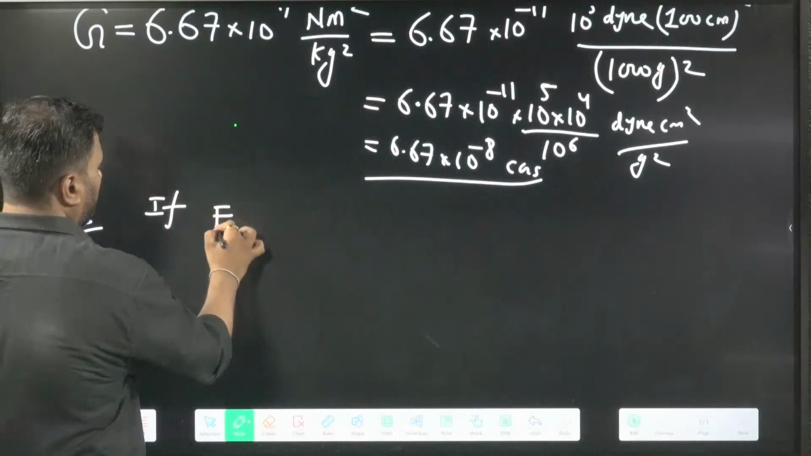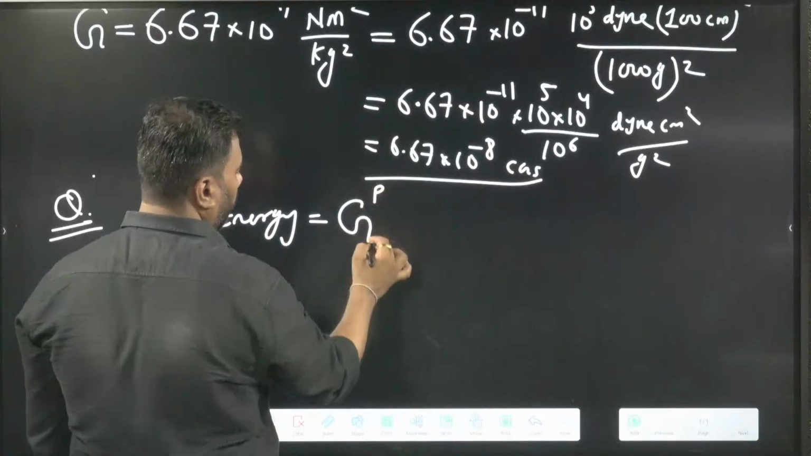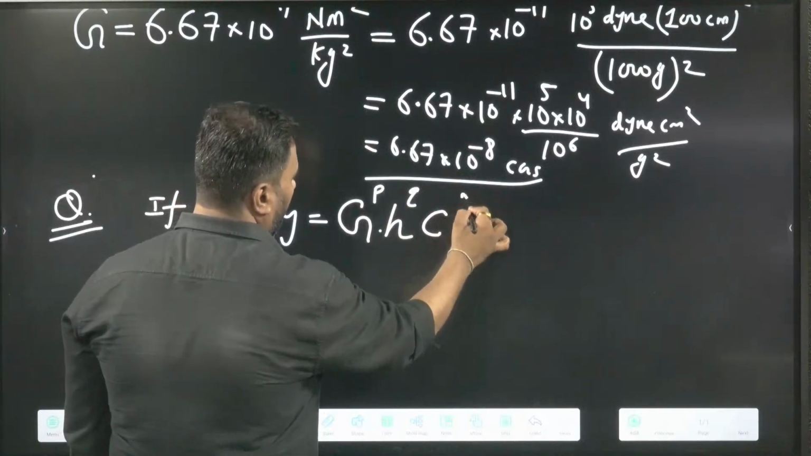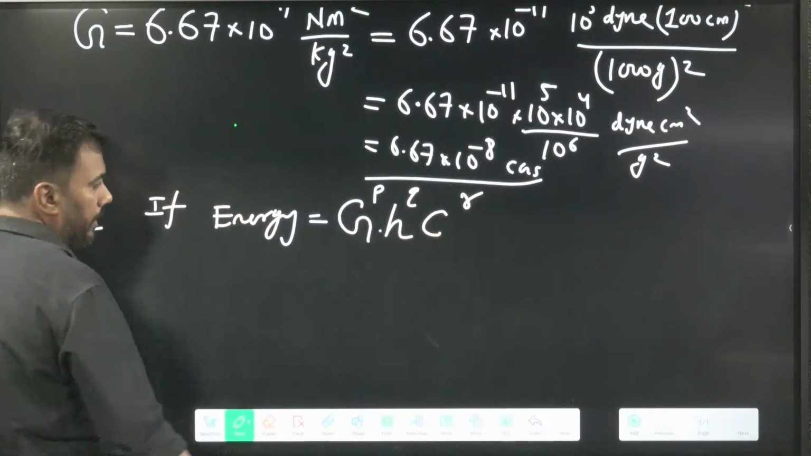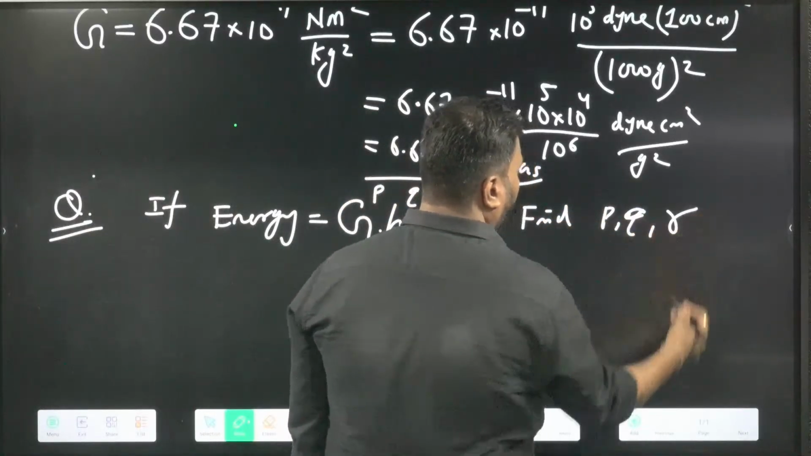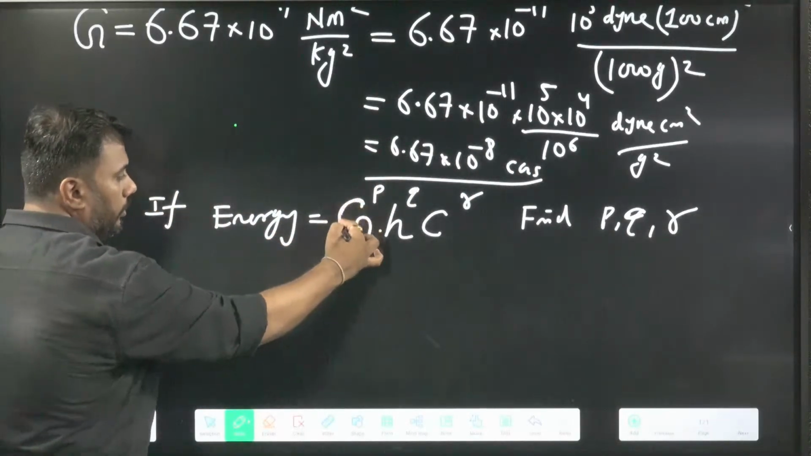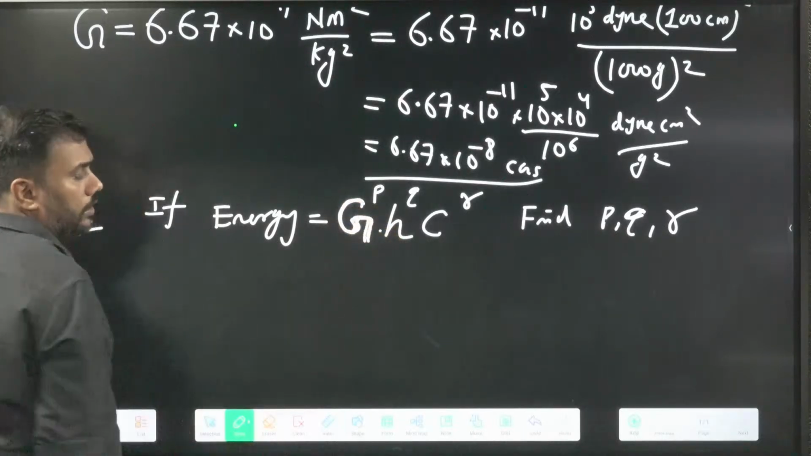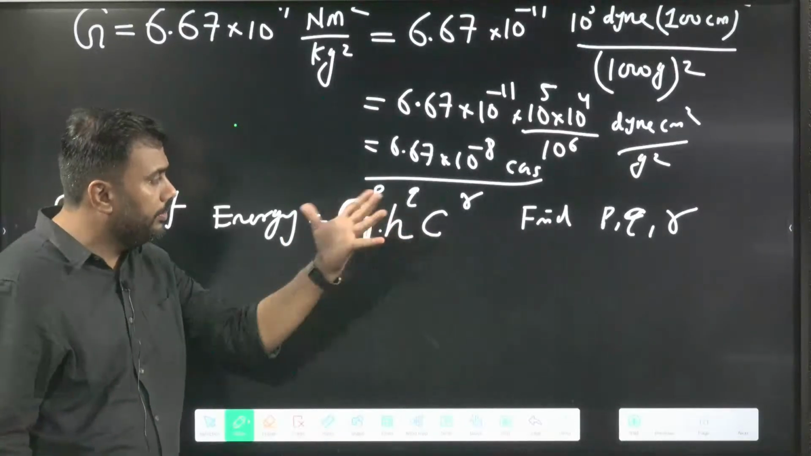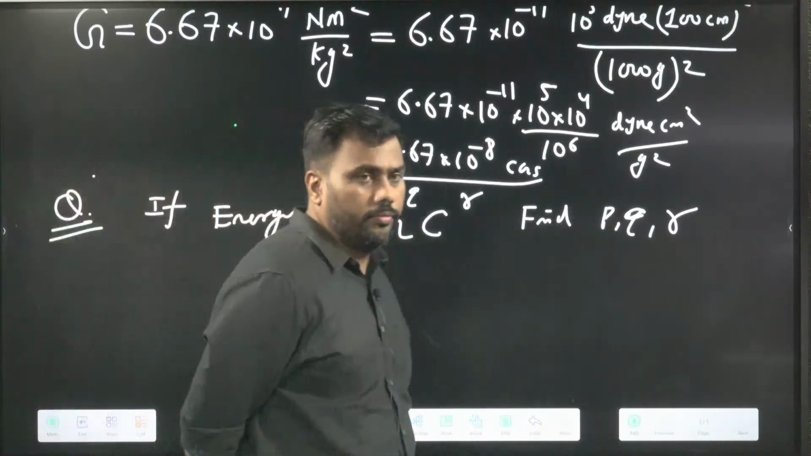If energy is equal to G to the power P, H to the power Q, and C to the power R, find P, Q, R. G is the universal constant of gravitation, not gravitational acceleration. H is Planck constant. C is speed of light. Find P, Q, R.